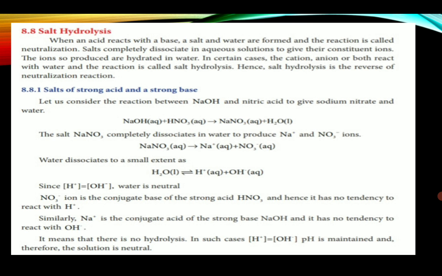In this lesson, we are going to see 4 types of titrations. The first one is salts of a strong acid and a strong base. In this subheading, we have the example: the strong base is NaOH and the strong acid is nitric acid. Now we can see the equation: NaOH plus HNO3 gives NaNO3, sodium nitrate, the salt, plus water, H2O.